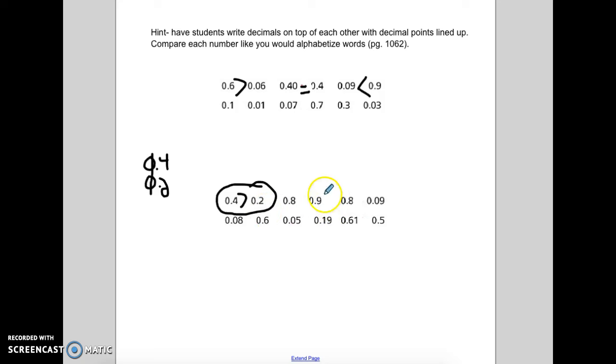All right, let's try another one. Let's go ahead and try this one on your own. Go ahead and compare 8/10 to 9/10. So go ahead and write it on your board. Let's see how you did. All right, so you should have written 0.8 over 0.9.